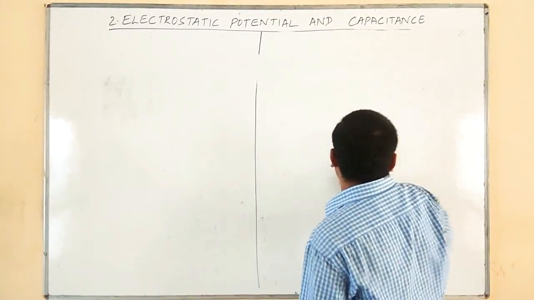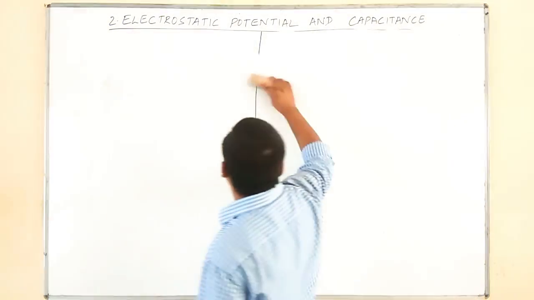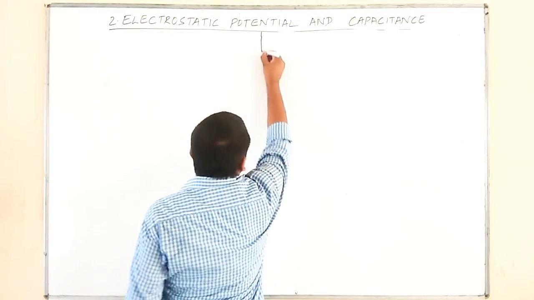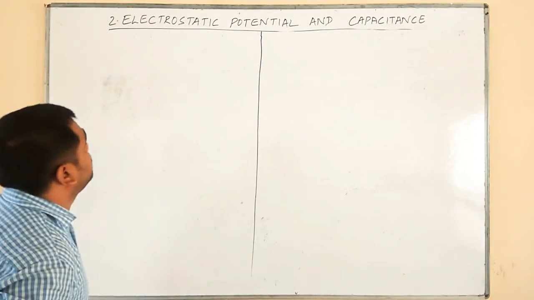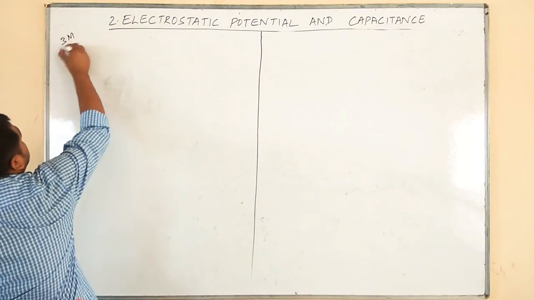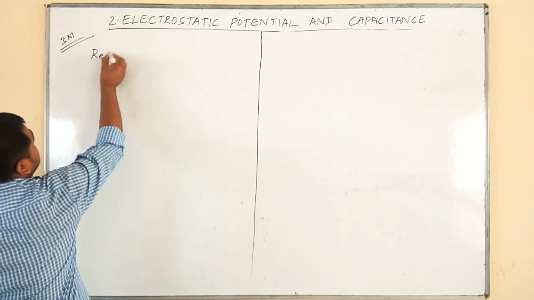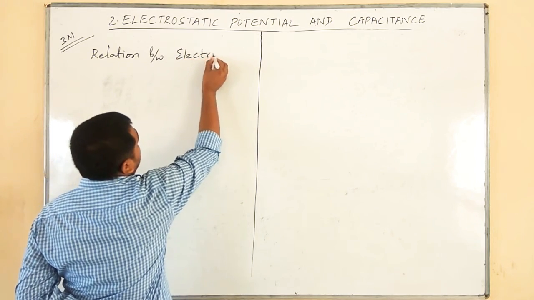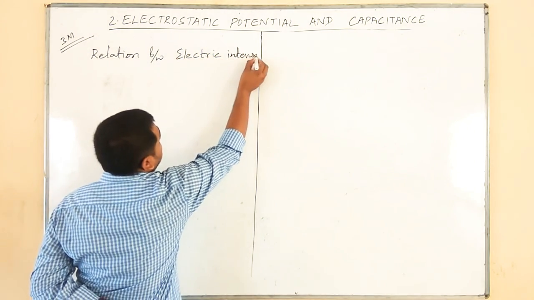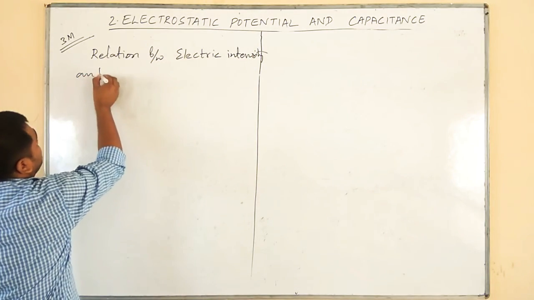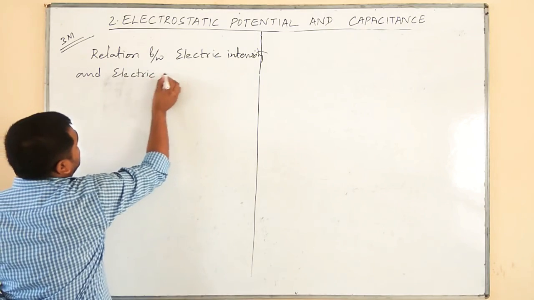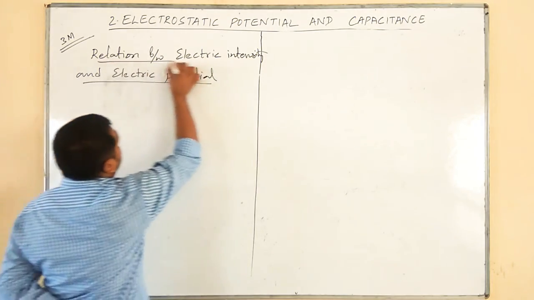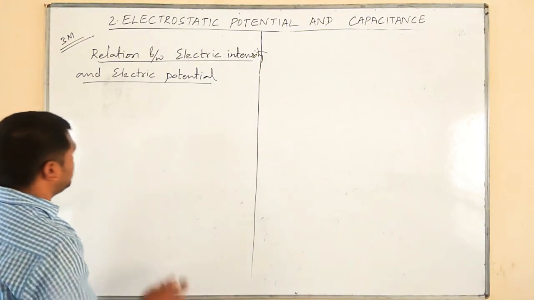Okay, fine. Next, let us discuss an important 3-mark derivation, that is, the relation between electric potential and electric intensity, or electric intensity and electric potential. Very, very important derivation. As I said earlier, it is a very important question for 3 marks.